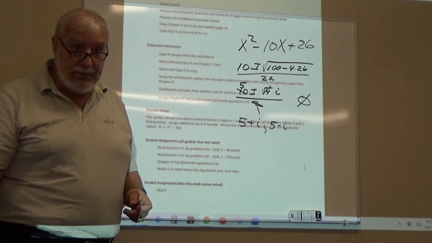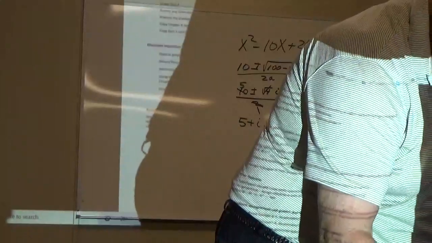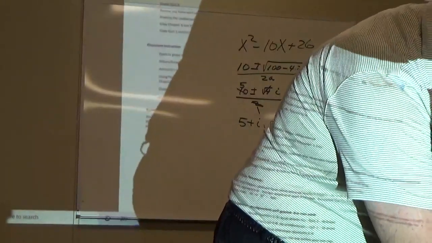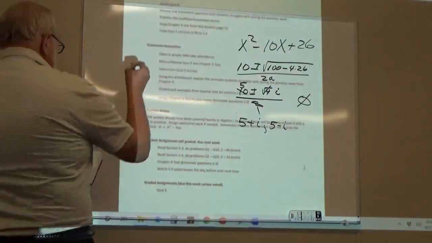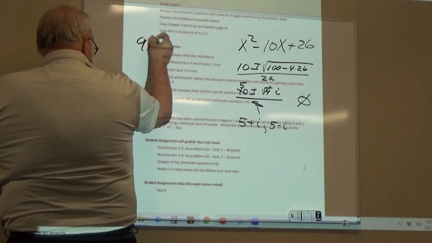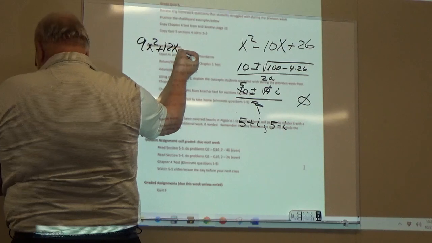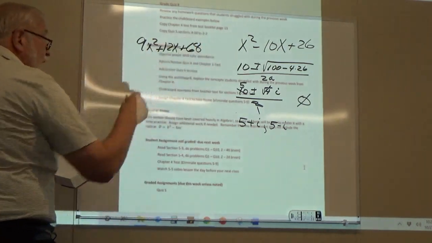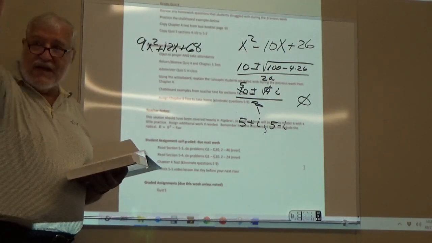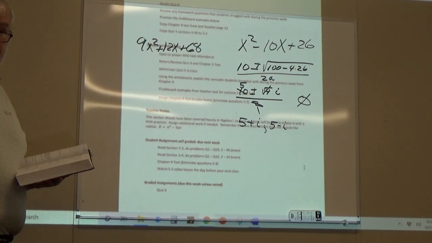Okay? Does that help? All right, so let's look at problem number 5, same way. Problem number 5 says 9x squared plus 12x plus 68. Now, there are no negatives in here, so this whole thing has to be above the graph. Okay?